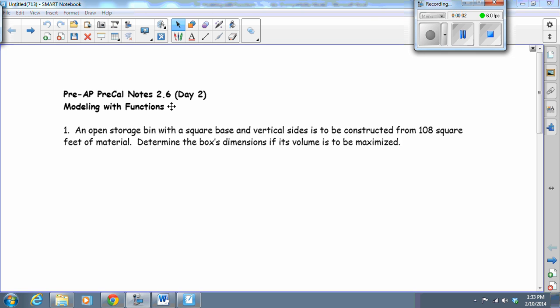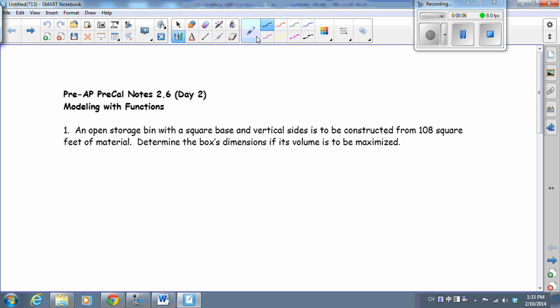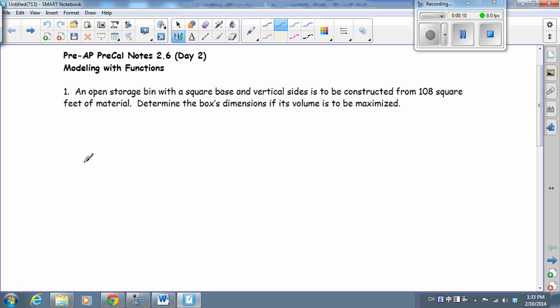Day 2 of your 2.6 notes, modeling with functions. First problem says an open storage bin with a square base. Since the base is square, I start with a square base, and that will be my open bin with a square base.